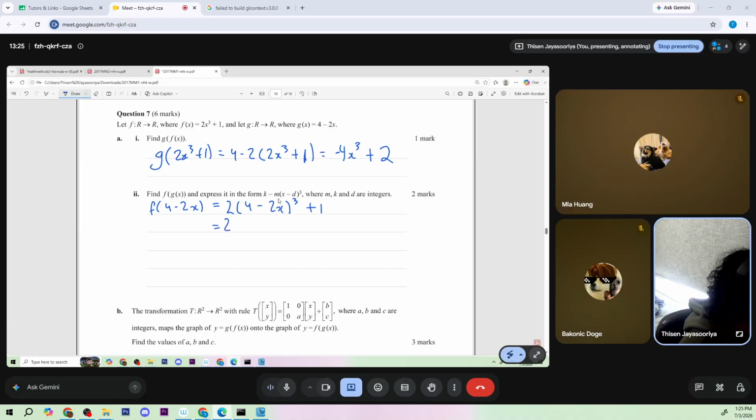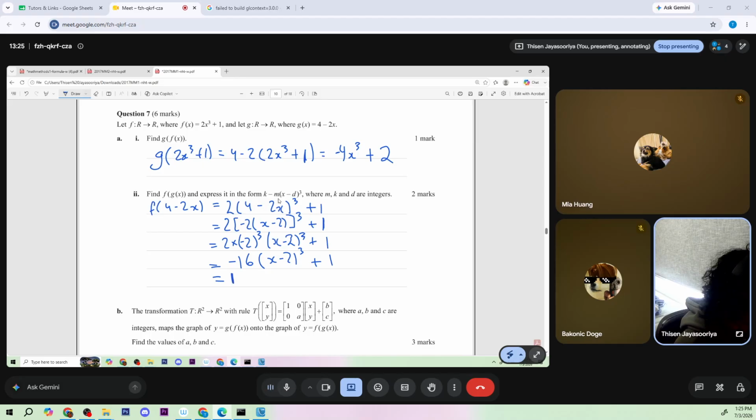So here, what I can do is I can factorize out the 2. So I get here, x take away 2 cubed plus 1. Here, what I can do is I can do 2 times by neg 2 to the power of 3, brackets x take away 2 to the power of 3 plus 1. So here what I'm left with is neg 16 x take away 2 to the power of 3 plus 1.